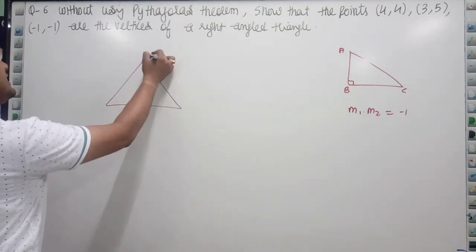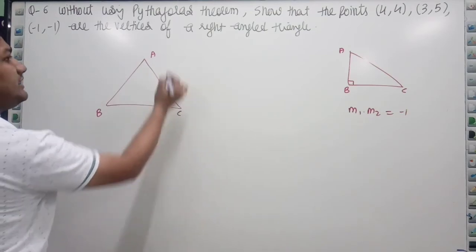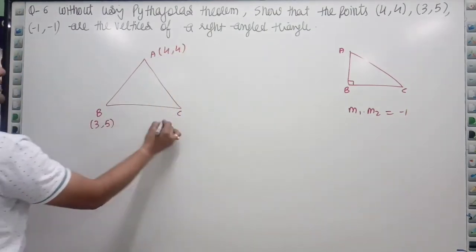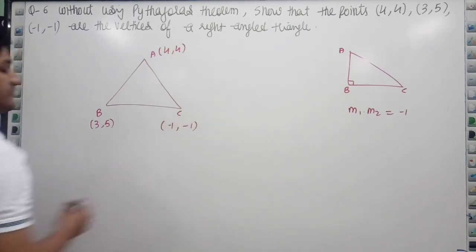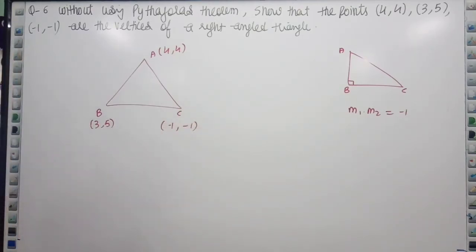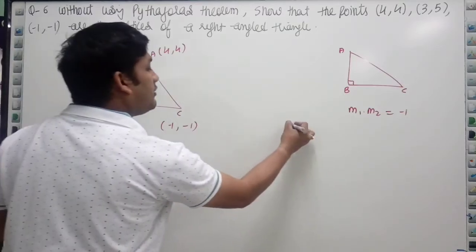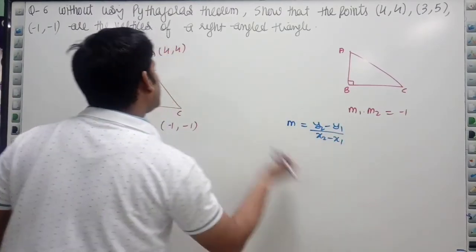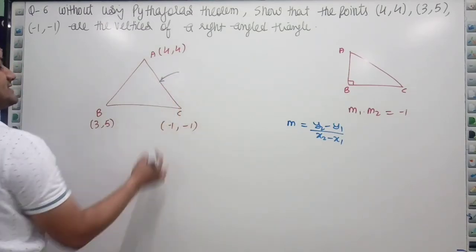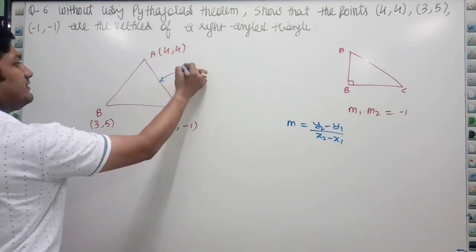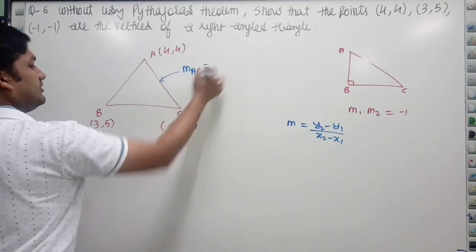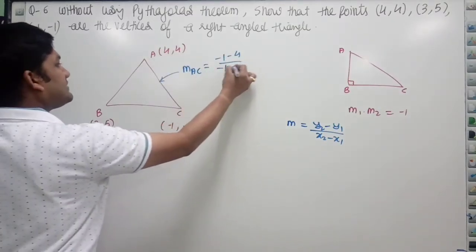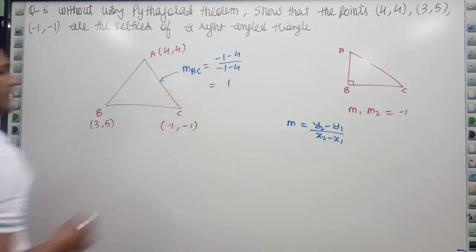So I am drawing a random diagram ABC, in which one point is 4, 4, second is 3, 5, and third is minus 1 comma minus 1. I will find the slope of all three lines. What is the formula for slope? y2 minus y1 upon x2 minus x1. Now see here, what is the slope of AC? y2 minus y1 is minus 1 minus 4, x2 minus x1 is minus 1 minus 4. This is equal to 1.